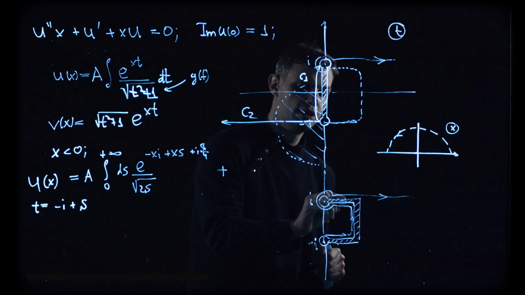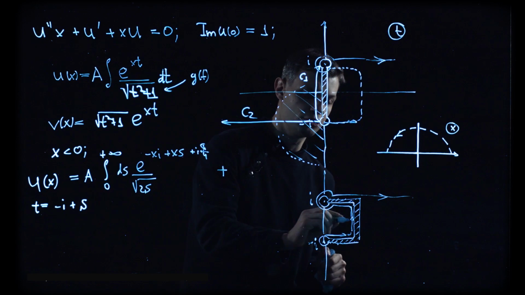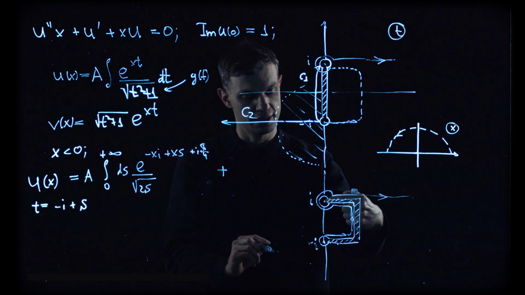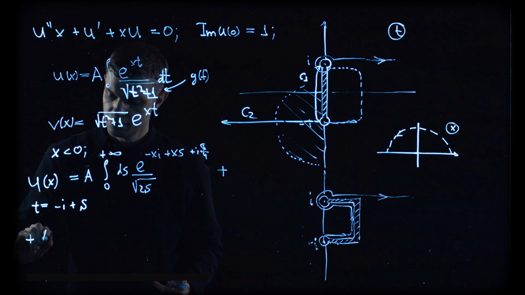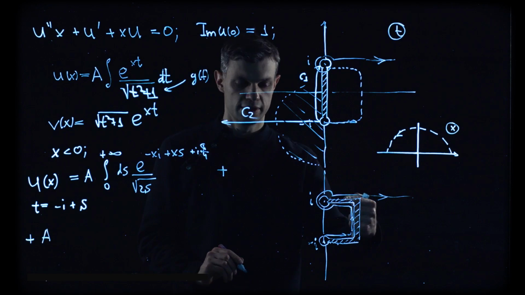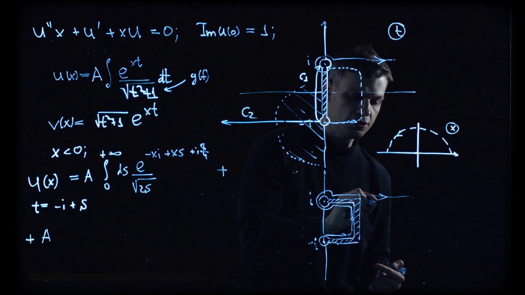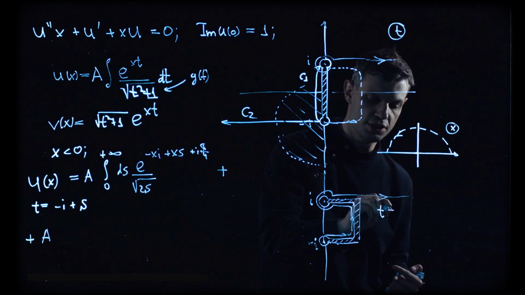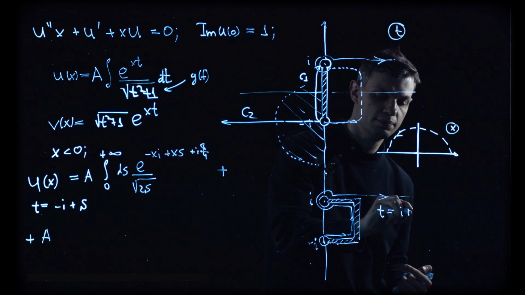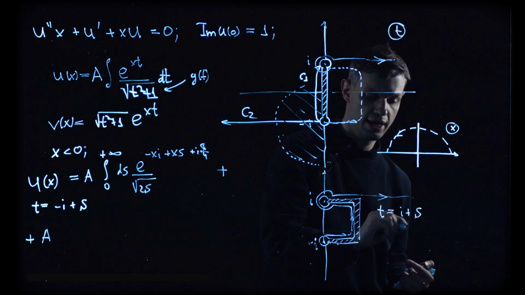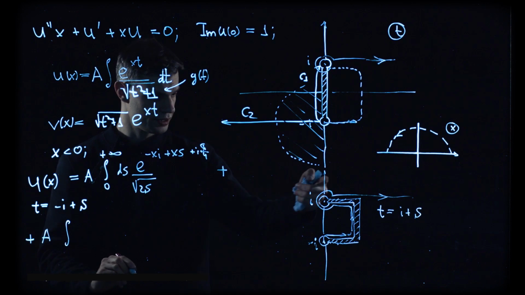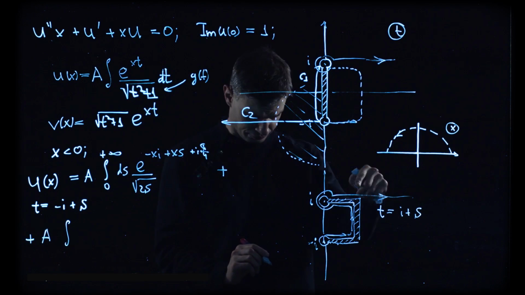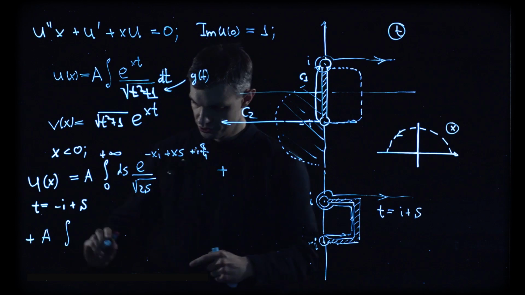Now the contribution from the i point. The contour returns from plus infinity and circles around this point. How do we compute it? For this point, we introduce another change of variables, t is equal to i plus s again. It's almost identical. So now you have the integral, this time from plus infinity to 0.